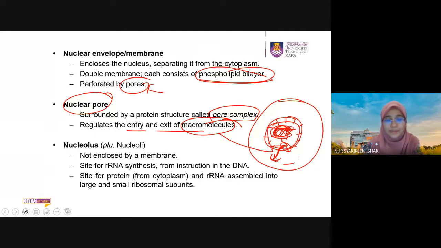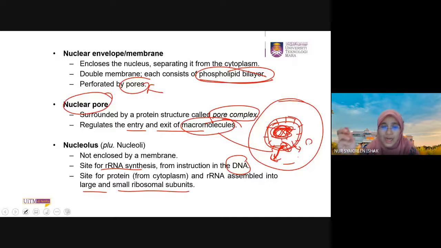It is not enclosed by a membrane, and is the site for RNA synthesis from instructions in the DNA. It is also the site for protein from the cytoplasm and RNA to assemble into large and small ribosomal subunits. Once the large and small subunits of ribosome have been produced inside the nucleolus, then the large and small subunits will migrate out of the nucleus through the nuclear pore, and from there, these two subunits will be assembled to form a functional ribosome. The subunits are produced in the nucleus, but they will be assembled, joined together, in the cytoplasm.